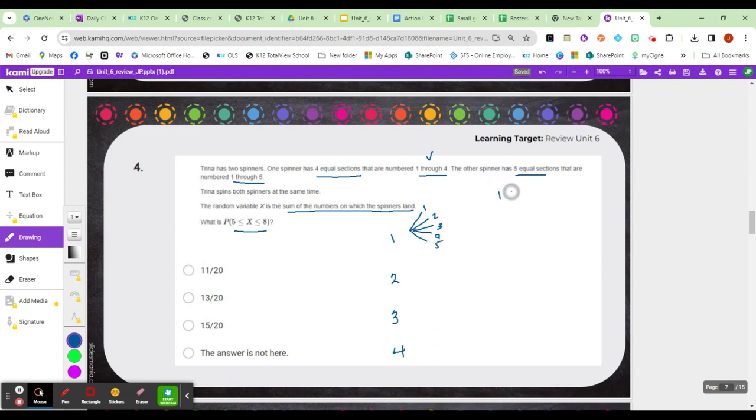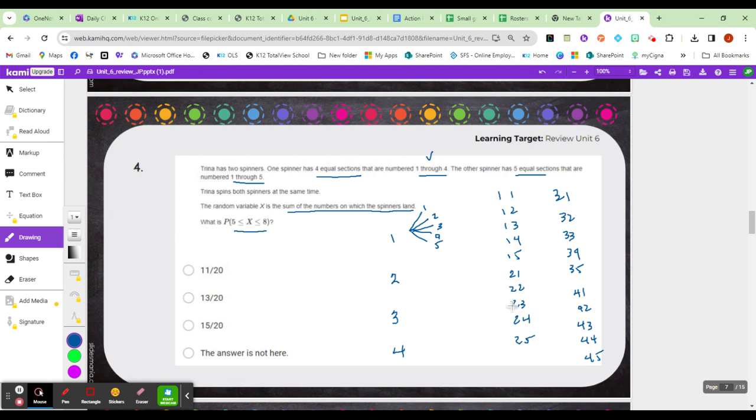So I could get a 1 and a 1, a 1 and a 2, a 1 and a 3, a 1 and a 4, a 1 and a 5. And then I could get a 2 and a 1, a 2 and a 2, a 2 and a 3, a 2 and a 4, a 2 and a 5. Or I could get a 3 and a 1, a 3 and a 2, a 3 and a 3, a 3 and a 4, a 3 and a 5. Or I could get a 4 and a 1, a 4 and a 2, a 4 and a 3, a 4 and a 4, or a 4 and a 5.